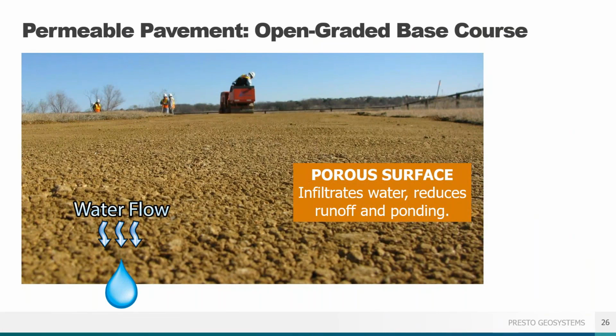As a generalization or rule of thumb, a 3/4 inch or 19 millimeter open graded crushed aggregate has a void space of approximately 35%. So you can calculate how much water you can store to potentially reduce stormwater runoff and ultimately have the ability to reduce stormwater pond volume and land requirements.